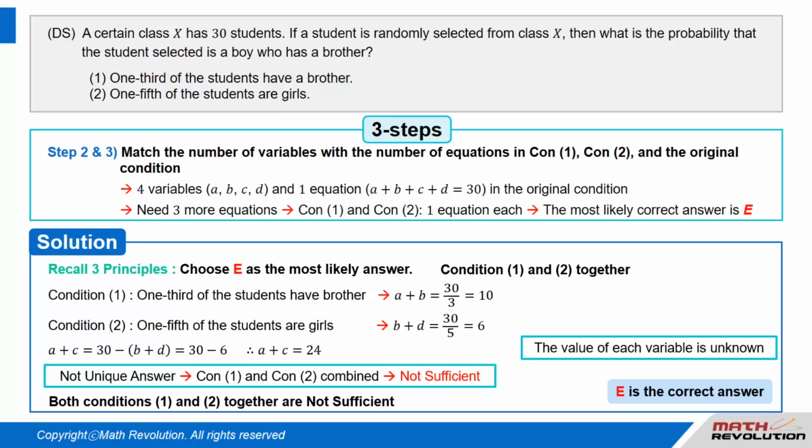When there are more than 3 variables in the question, it is most likely that E would be the answer. Therefore, always check both the conditions together to save time. Answer: E.